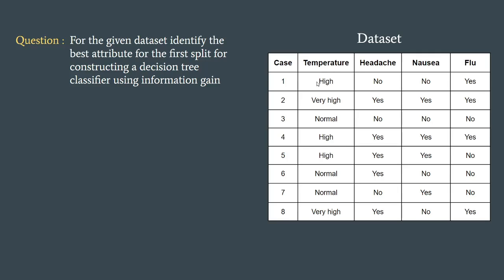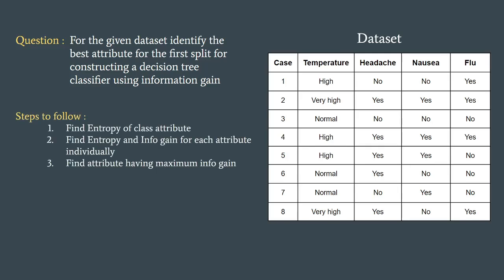For temperature, we have high, very high, normal as categorical values, and for headache and nausea, we have yes or no, two binary categorical values. So for finding the split for constructing a decision tree, we are using entropy as a criterion here. The steps are as follows. First step is to find entropy for the class attribute, so we calculate entropy for flu. And then we find entropy and information gain for each attribute individually.